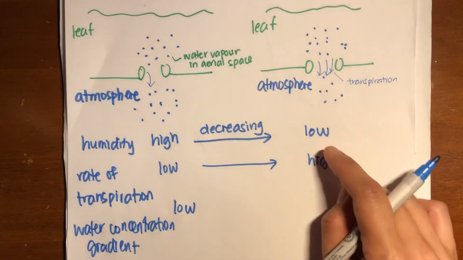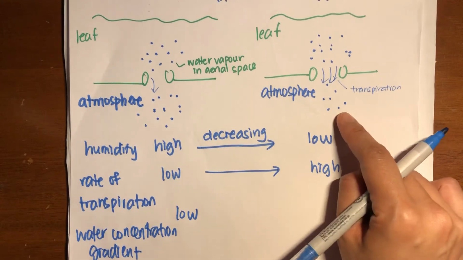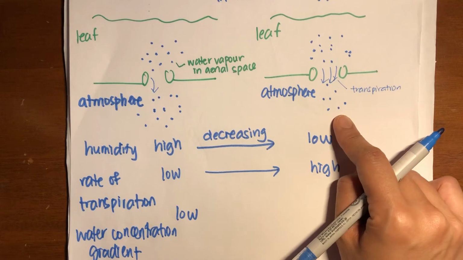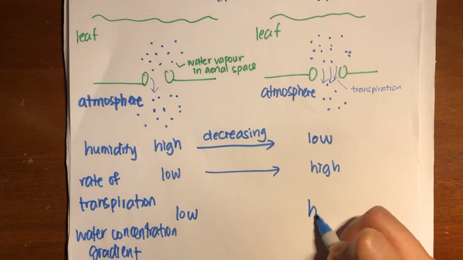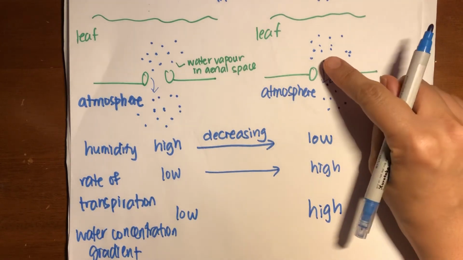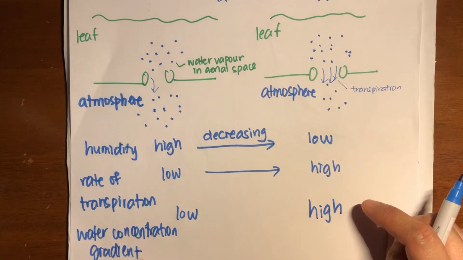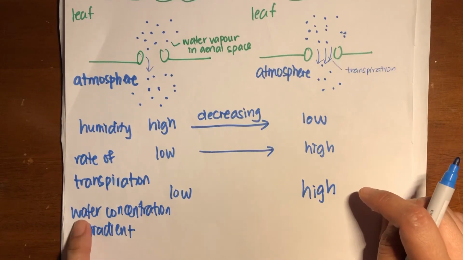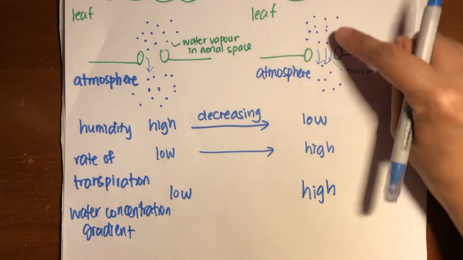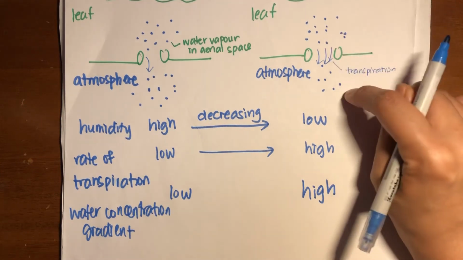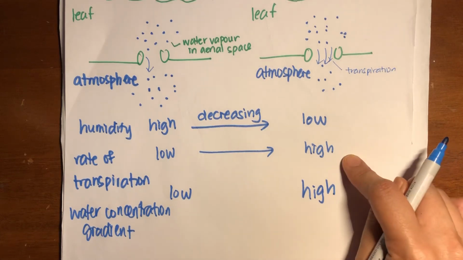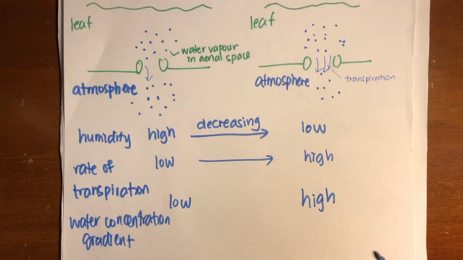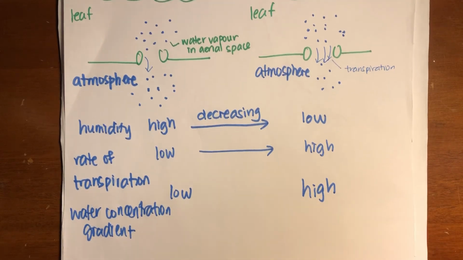Whereas when you decrease the humidity outside, that means you lower the amount of water vapor outside in the atmosphere, then the difference will be high. Therefore, because the water concentration gradient is higher, the difference between inside and outside is higher, then the rate of transpiration is also higher. So this affects the diffusion rate.